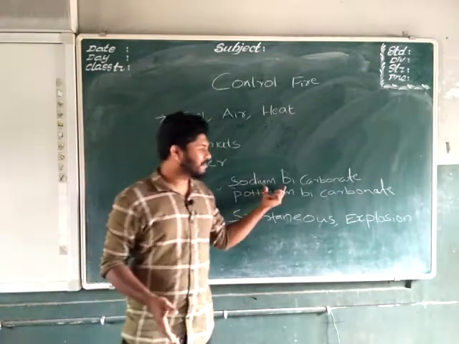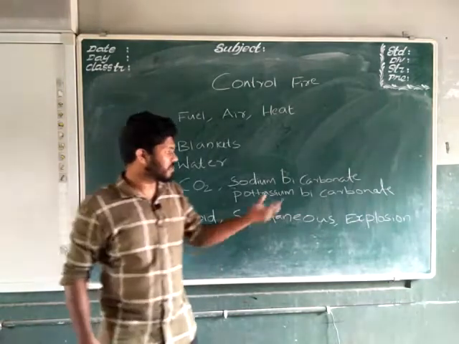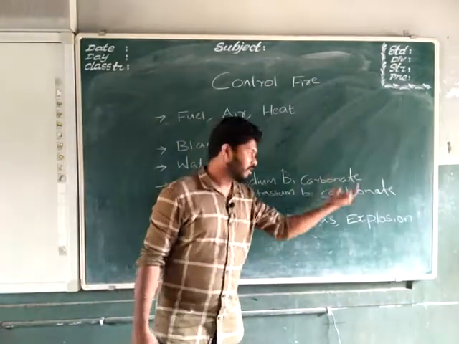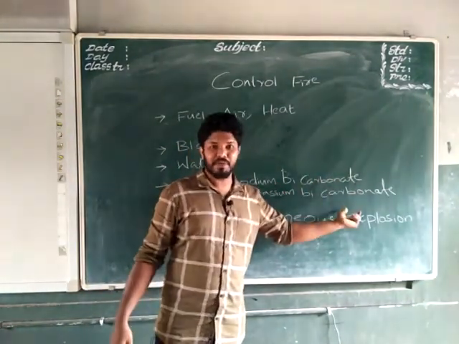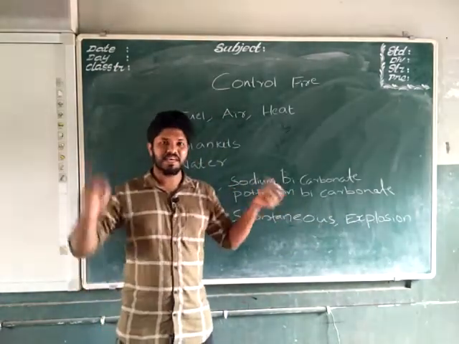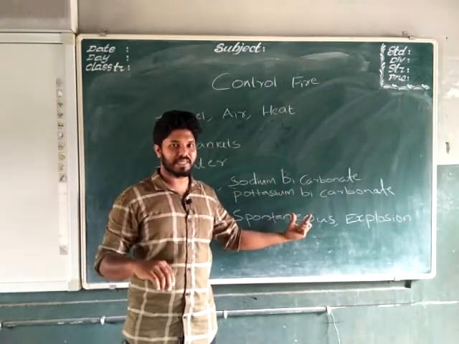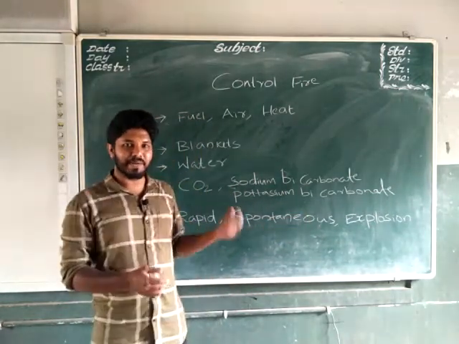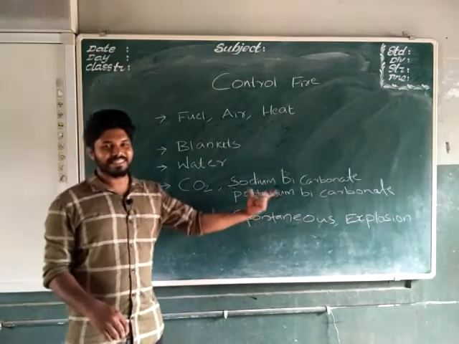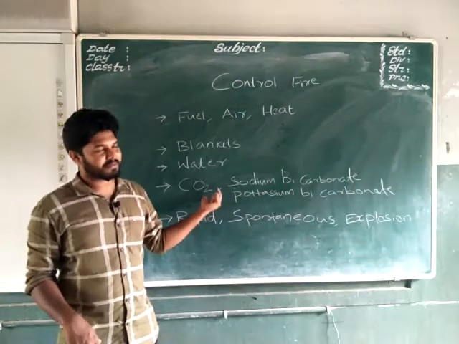And in some cases, if we are not able to go inside with this cylinder, we will be using sodium bicarbonate powder or potassium bicarbonate powder. Why we are using sodium bicarbonate and potassium bicarbonate is, when we throw this powder everywhere, they will produce carbon dioxide gas. The same function is going on with these two things. Hence we can control the fire.